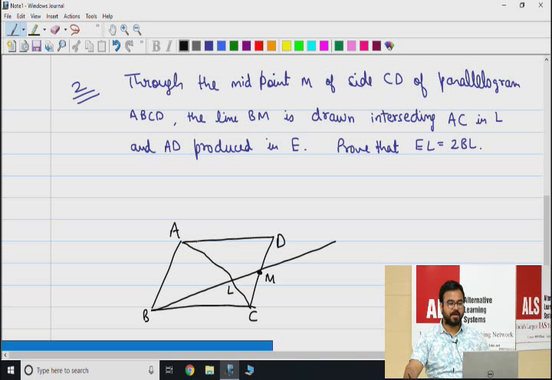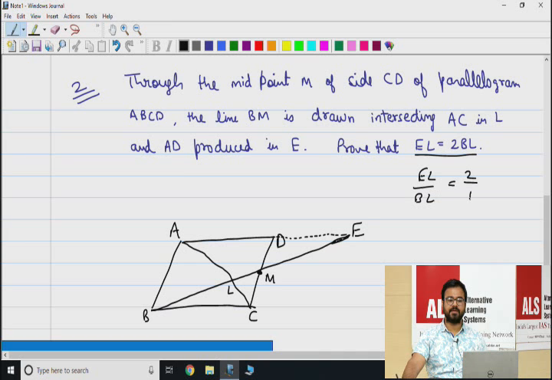And AD produced in E. And when we extend AD, it will intersect at E. So this is the point. So now we have to prove that EL is equal to twice of BL. So again, we will get that by proving that the triangles are similar. Because EL is equal to twice of BL, it means EL upon BL is equal to 2 upon 1. The ratio of the sides basically we have to figure out. And the ratio of sides we will get by proving the triangles are similar. Now how will you do this?